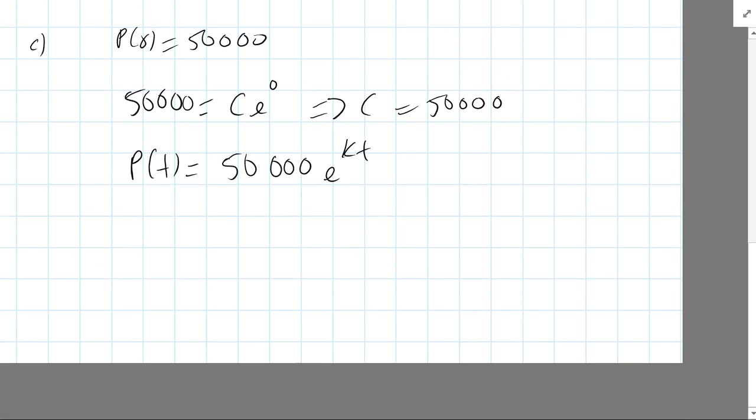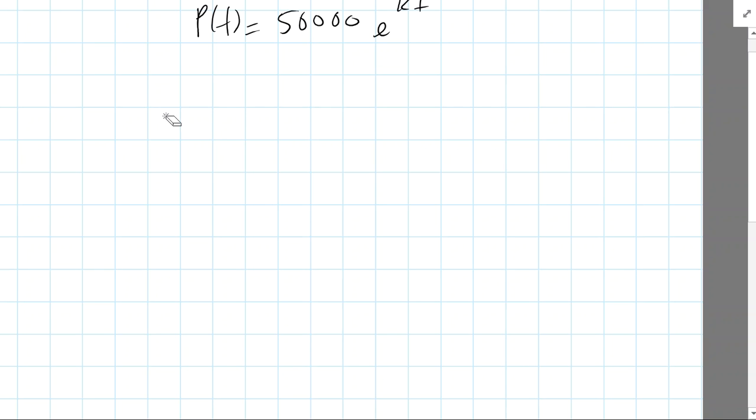Now we've got to find k. Can we use a point? All right, I'm probably not going to have enough room, so let's go to the next page. So I have P of t equals 50,000, which was my C, and I used that initial condition to find it, e to the kt. I'm going to use my other point, which is 100,000. How many years was that? So it's e to the k times 50.